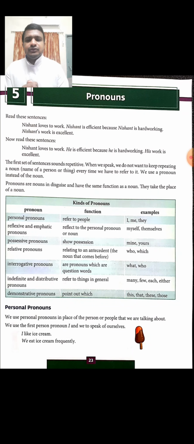So let us enter. First one is personal pronouns. Now what do you mean by personal pronouns? Personal pronouns we use in the place of a person or people that we are talking about. We use the first person pronouns I and we to speak about ourselves. I like ice cream. We eat ice cream frequently.